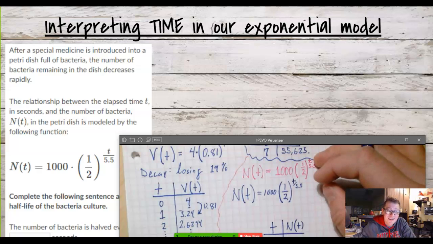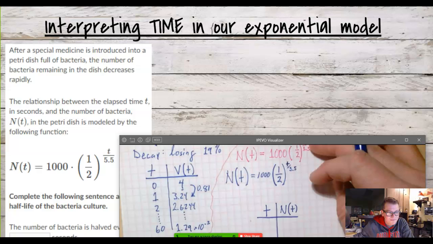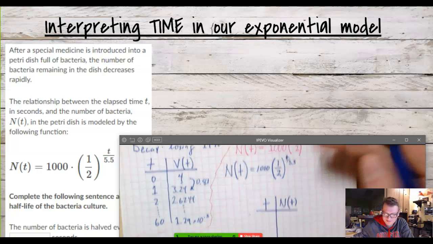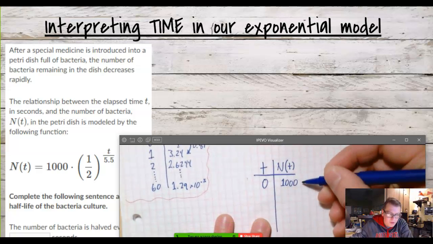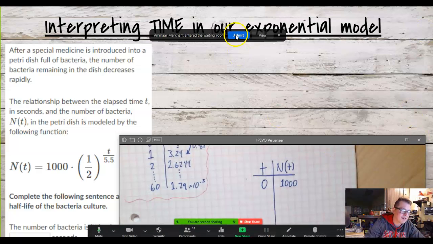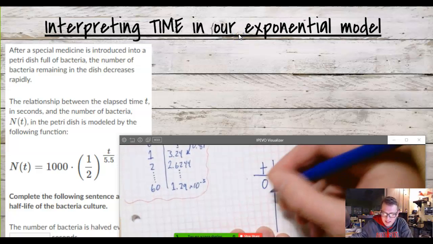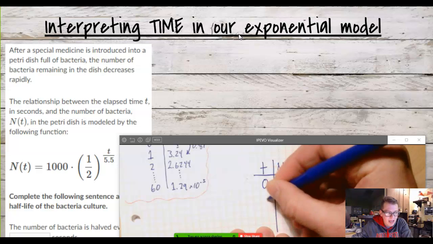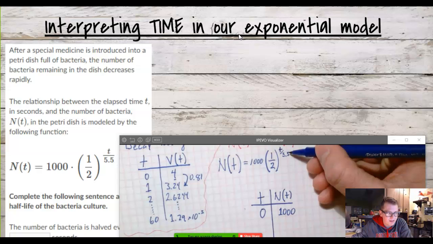Alina? I think it's every 5.5 seconds it halves, because if t is 5.5, divided by 5.5 is 1, so we know this point. Alina's absolutely right. We know that this starts at 1,000. But when t is 1, the power would actually be 1 over 5.5.